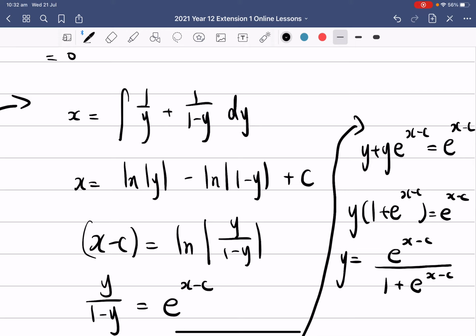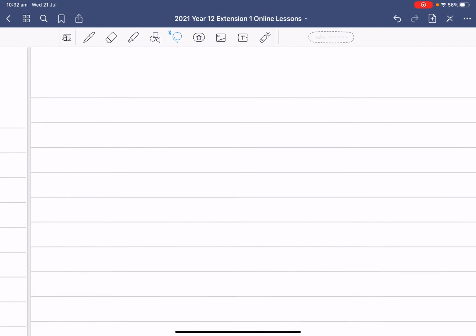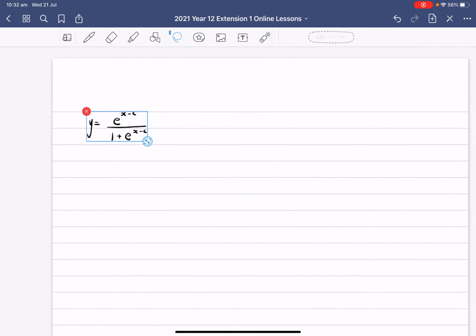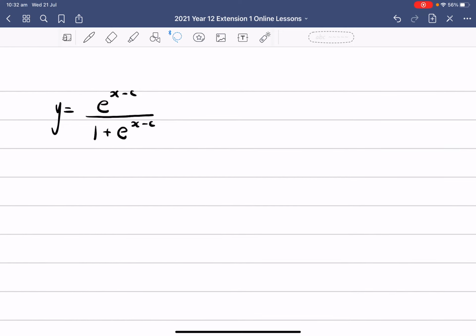Now, if you look at this solution here, I'm just going to write down this solution. I'm just going to copy this solution into the next page. Okay. If you look at this solution, one of the issues with this solution here is you've got the power, all right? You've got a power of x minus c on both the top and the bottom.